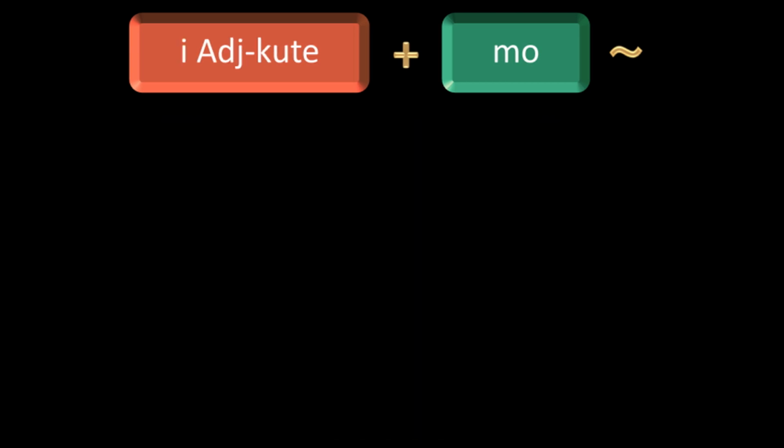Next, let us see the pattern in case of i adjectives. We will replace the last i of the i adjectives with kute and then add mo. Let me give you a few examples and the usage will become clear. Takai is an i adjective and it means expensive. By replacing the last i with kute, we will get takakute. And by adding mo, we will get the expression takakute mo, which means even if it is expensive.